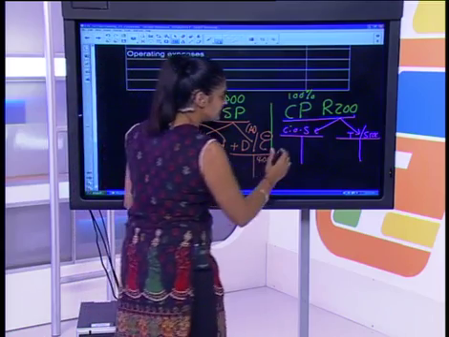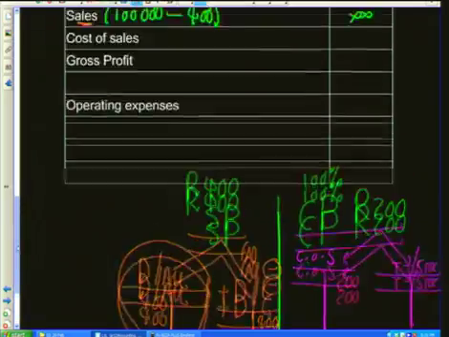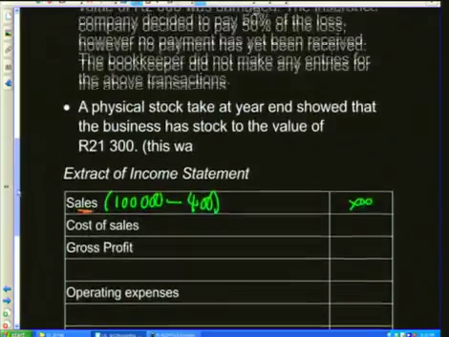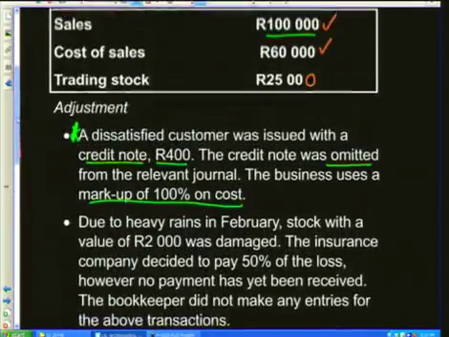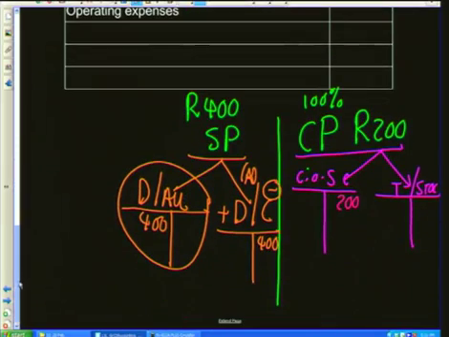So my cost of sales will now be credited with 200 Rand. Let's bring down the total quickly for cost of sales. I think it was 60,000 or 50,000. Let's quickly check. It was 60,000. So let's bring that down. Okay, so on the debit side, 60,000.